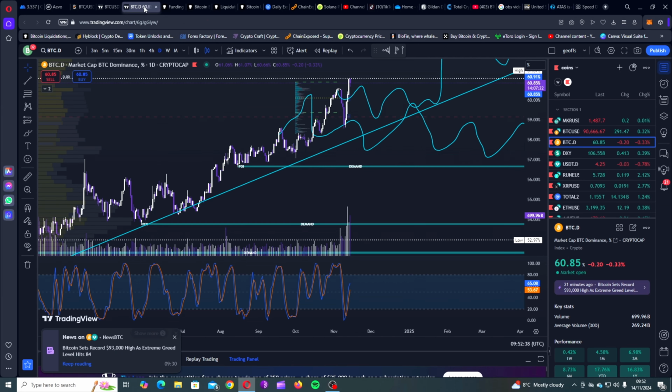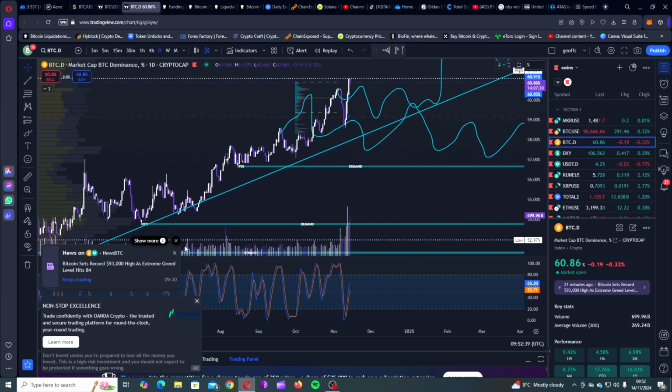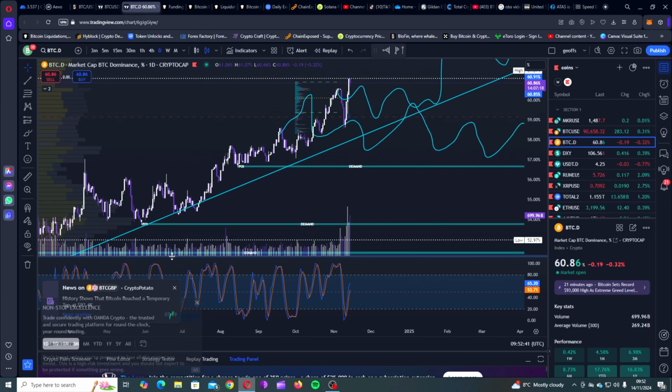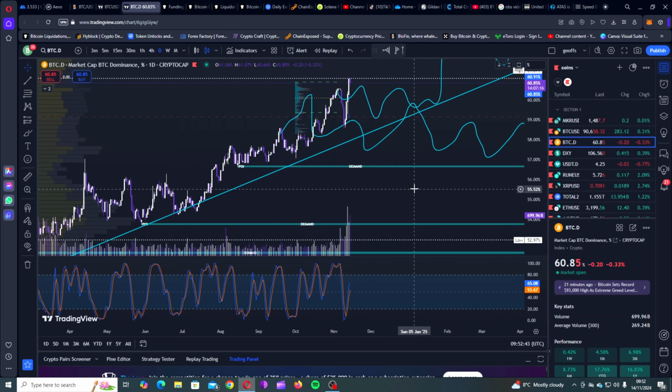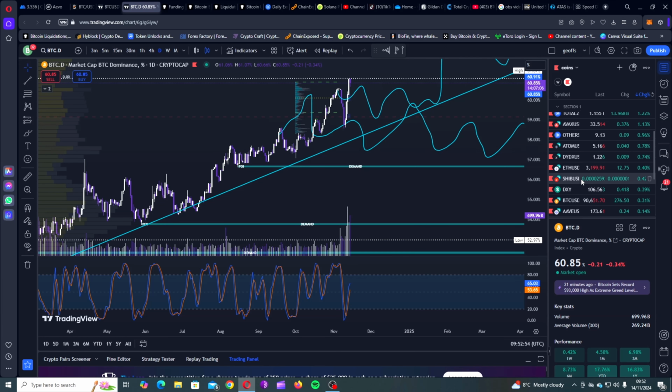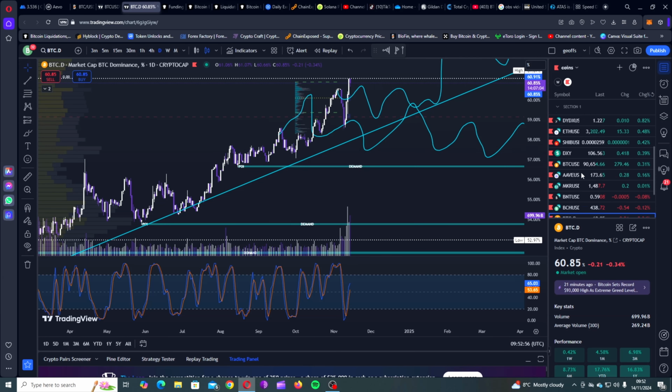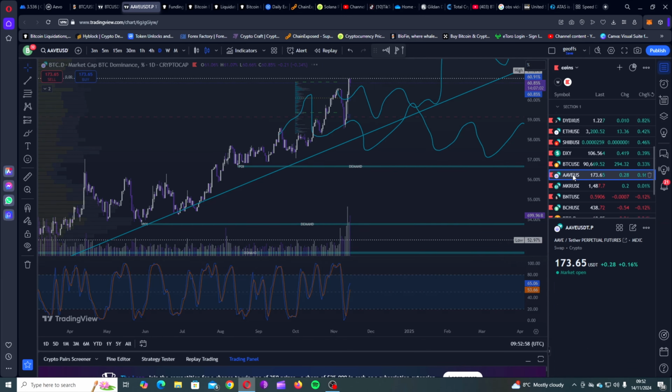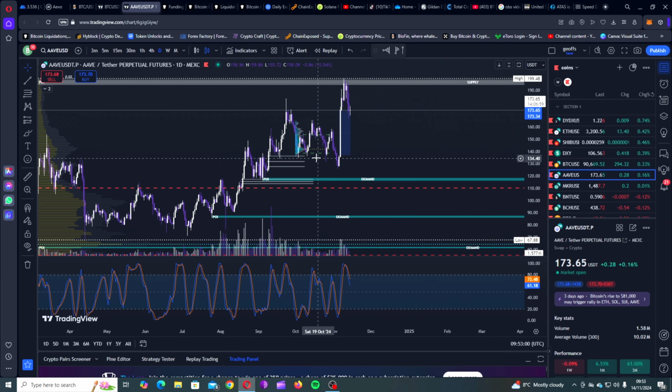Let me see if I can get another chart up right quickly. Too much going on. Coin. Let's pick a random coin. Should we go with Ave? Let's go with Ave.